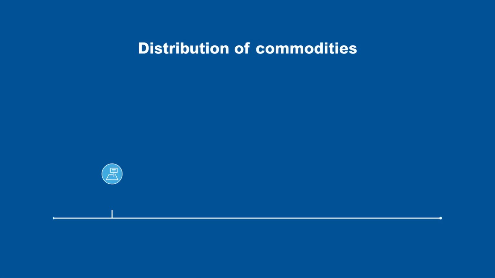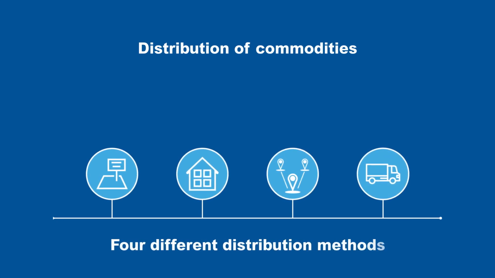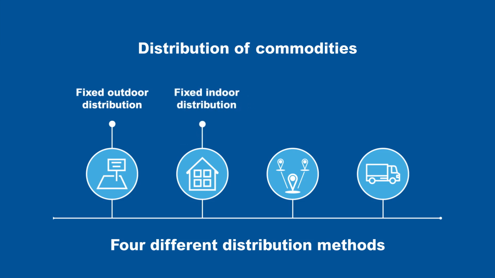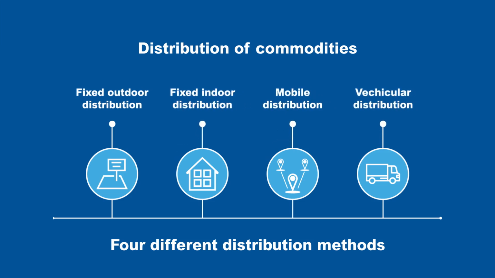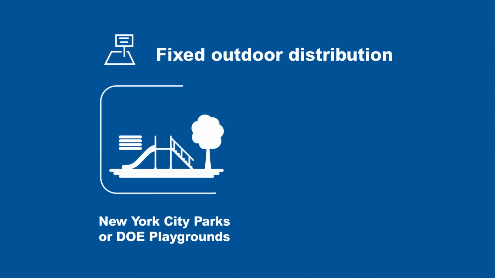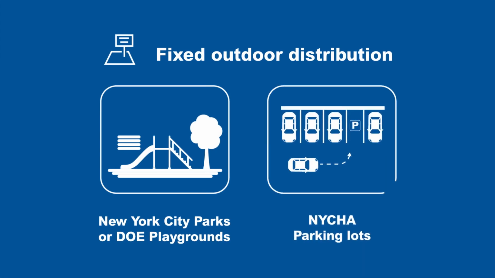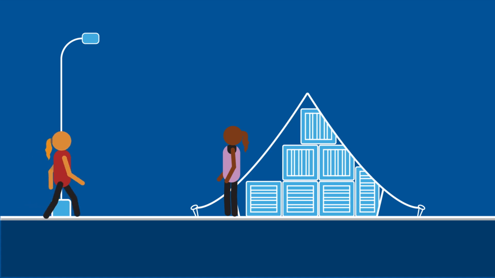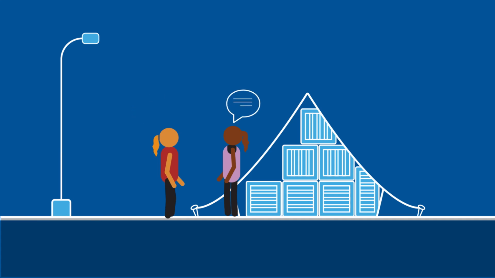Distribution of commodities can be carried out using 4 different distribution methods. These methods include fixed outdoor, fixed indoor, mobile, and vehicular distribution. Fixed outdoor distribution generally takes place at New York City parks or DOE playgrounds and in NYCHA parking lots. Pedestrians will be able to walk through these sites to receive their commodities. Staff will be available to guide them through the site and answer any questions they may have.